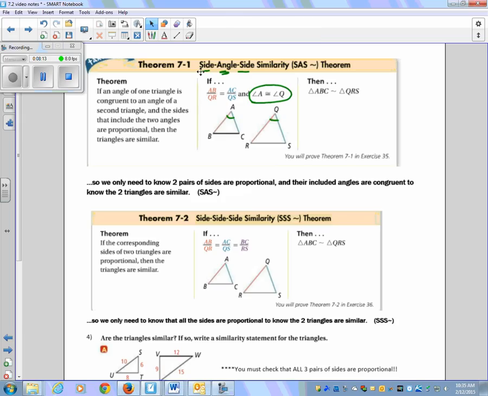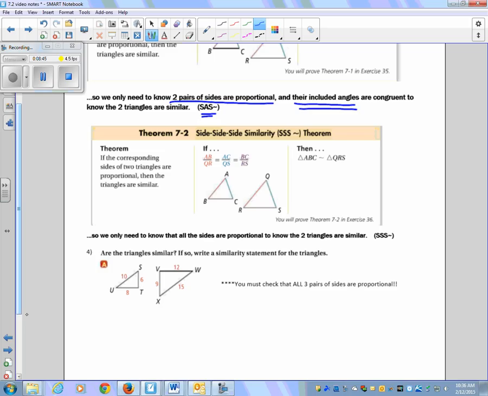So we can know that two angles are congruent because with similar triangles, angles are congruent. So that's a pair of angles congruent. But what we have to know about the sides is that they can form this true proportion here. They are proportional sides. It has to be a true proportion. If two pairs of sides are proportional and their included angles are congruent, then the triangles are similar. So that's SAS, and we'll see an example of that in a minute.